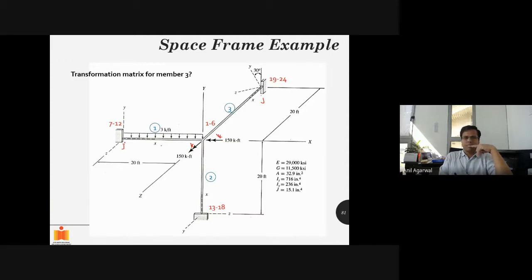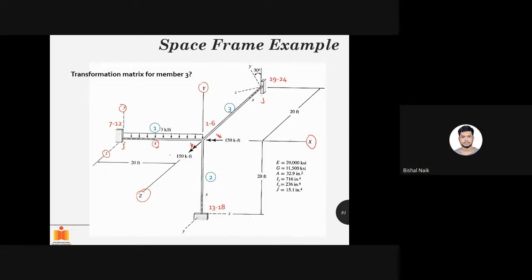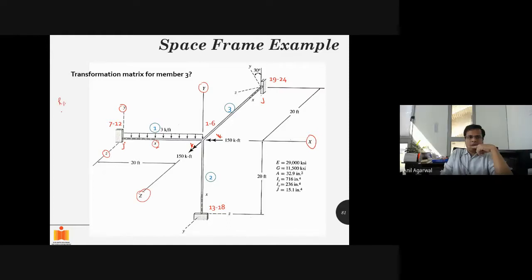So for the first member, you got x direction here. This is the global x, this is the local x. Then you got local y, you got global y. You got local z, you got global z. So what transformation is required for member 1? No transformation is required, right? So in other words, your R beta, R gamma, and R alpha, they will all be unit. You got it right? They will all be unit for member 1.